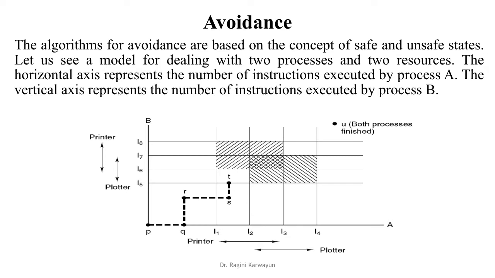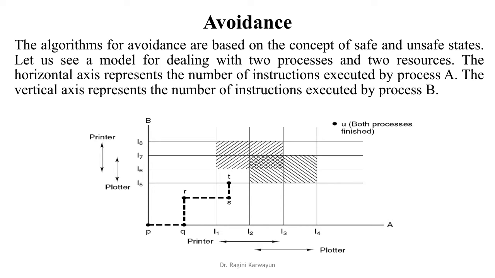Now what are these safe and unsafe states? Let us see a model for dealing with two processes and two resources. The horizontal axis represents the number of instructions executed by process A and the vertical axis represents the number of instructions executed by process B. The instructions are I1 to I4 for process A and I5 to I8 from process B.